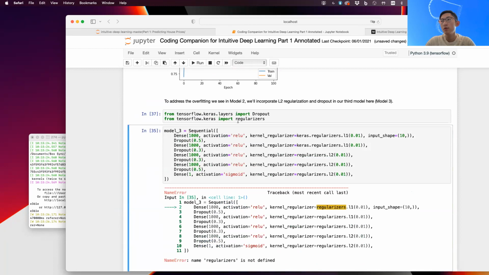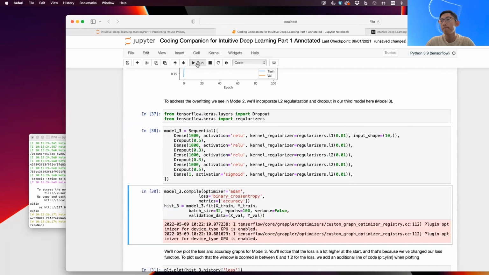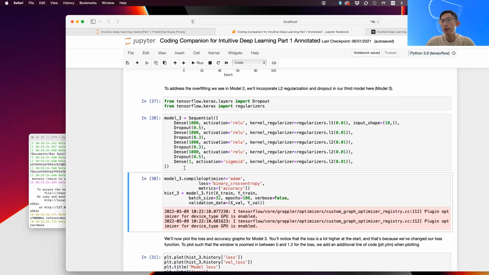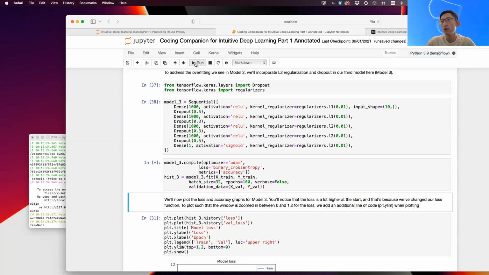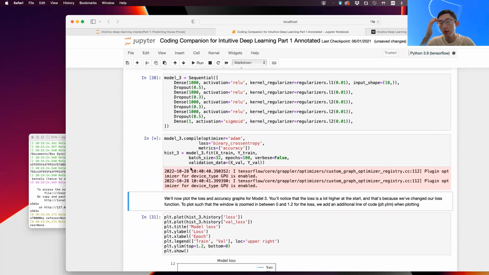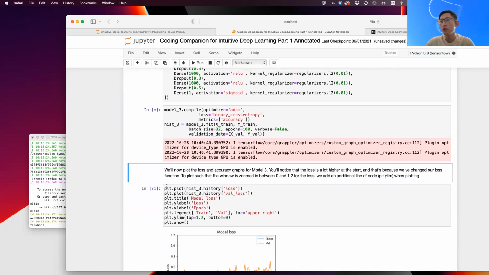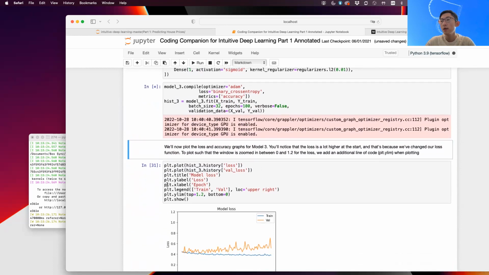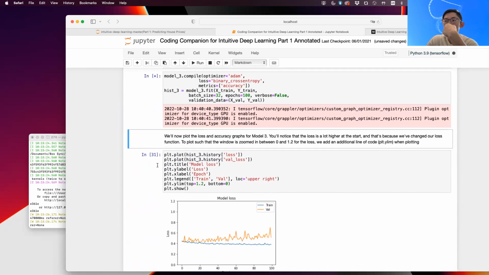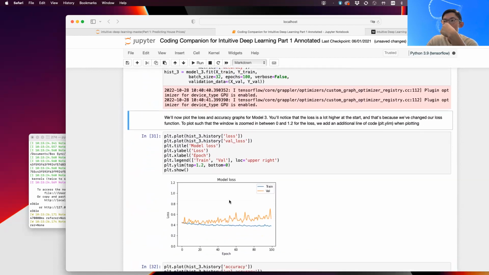We load our functions first, the dropout layer and the regularizers, and then we call the functions. So now this is a regularized model. Then we fit this model, maybe taking 1 minute or so. Let's see. With this regularization, we should see this is improved.